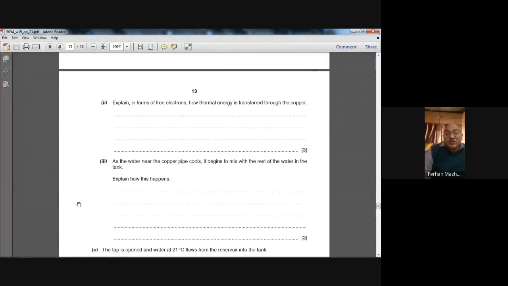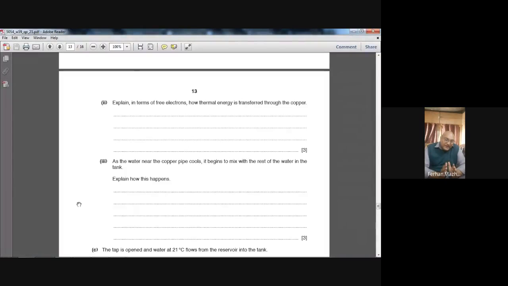3 mark question. How is the thermal energy transferred through the copper? You see, try to understand. You don't have to write here the vibration of the atom. He is particularly asking how the energy is conducted by the free electrons.